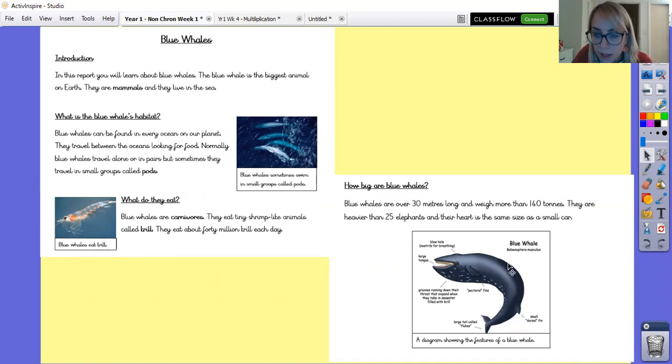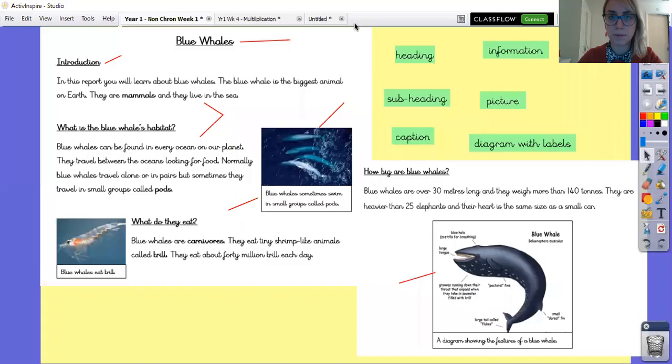Brilliant. We have another type of visual bit of information here now. We have got a diagram, and this diagram is showing the features of a blue whale. Okay, so I can see that here it has a blowhole. It's got a large tongue. We've got grooves running down their throat that expand when they take in seawater filled with krill. And we've got a small fin here. So lots of information about blue whales on our page. I hope you enjoyed listening to the facts about blue whales.